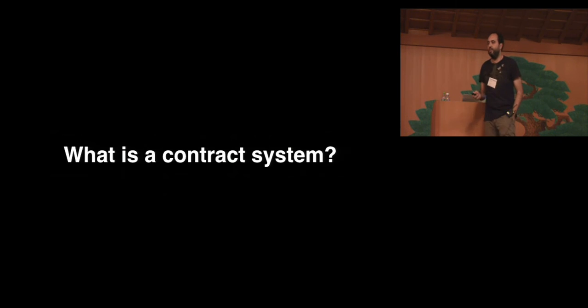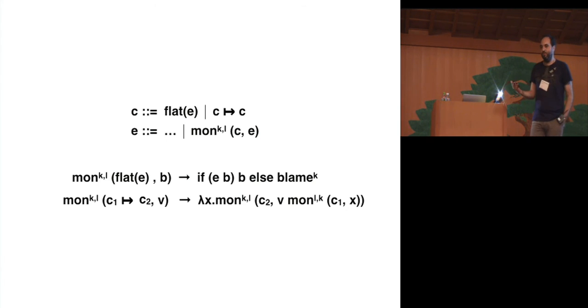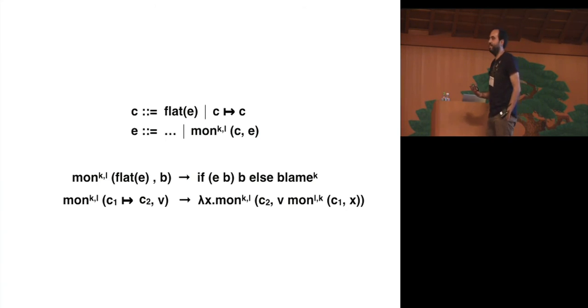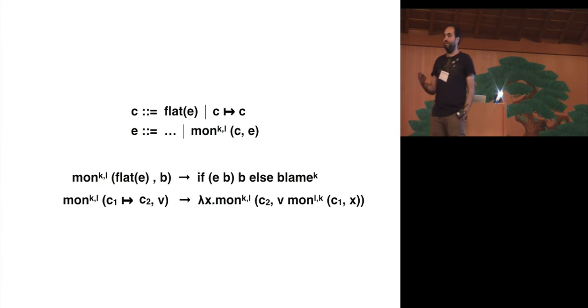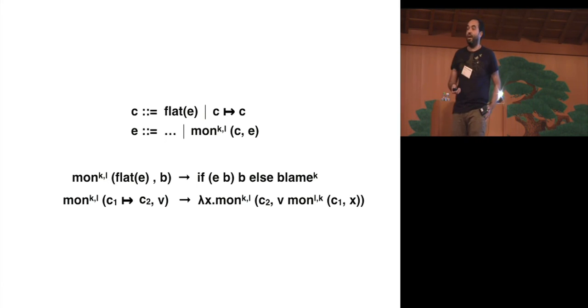So this talk tries to answer a single question. What is a contract system? Usually, when we try to describe to someone what a contract system is, we present it as an extension to some sort of language. We add to the syntax, the C category up there, a few contract combinators that we designed. And then we also extend the reduction rules with rules that show how our language is going to calculate with these combinators.